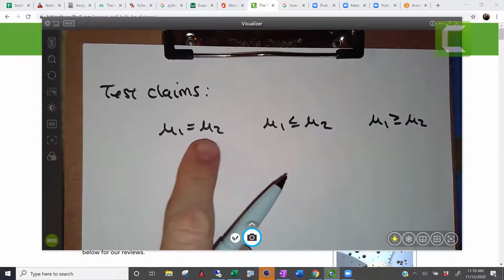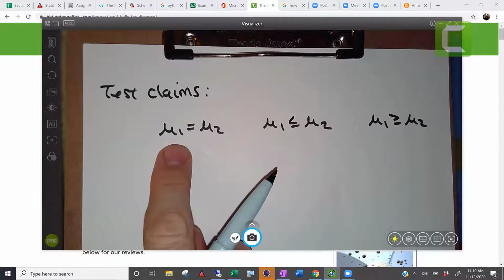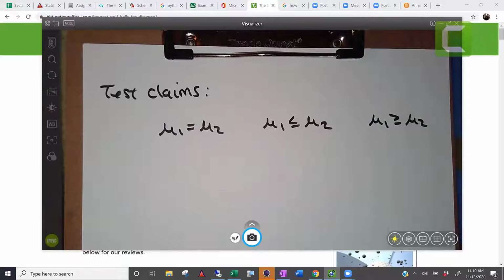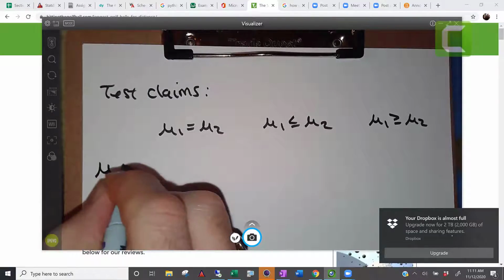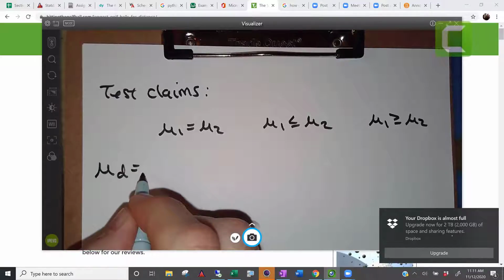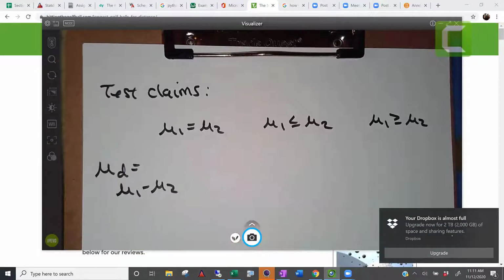Except this time, we're going to start looking at the difference between these two. Because when you're working with dependent data, a lot of times you're going to subtract them and see what's changed. So for instance, you can measure a group of kids at the beginning of the year and a group of kids at the end of the year and find out how much they grew. In that sense, you're going to be looking at mu sub d, which is really going to be equal to mu sub 1 minus mu sub 2. You're going to subtract those things.